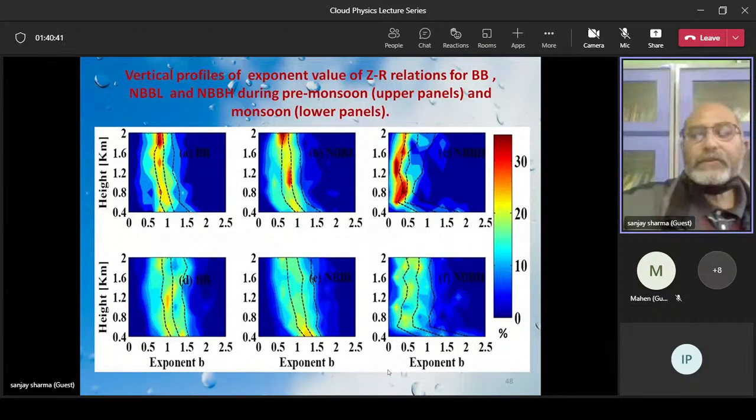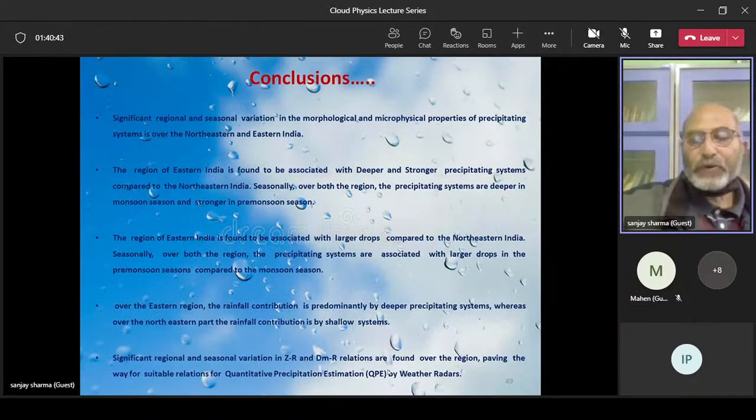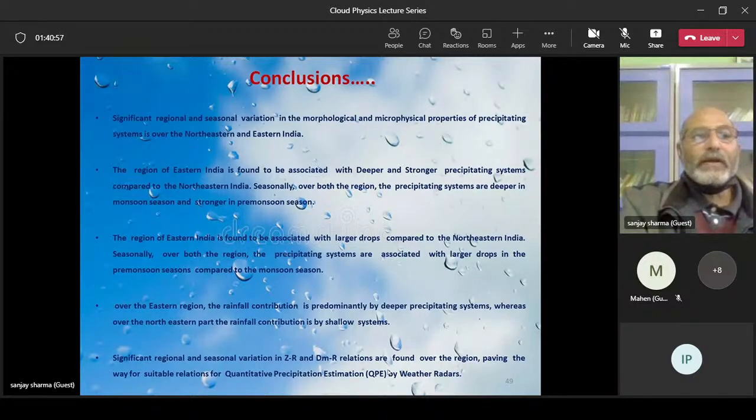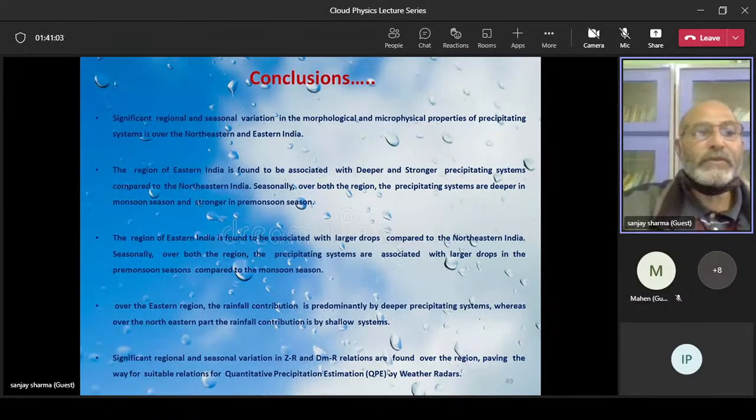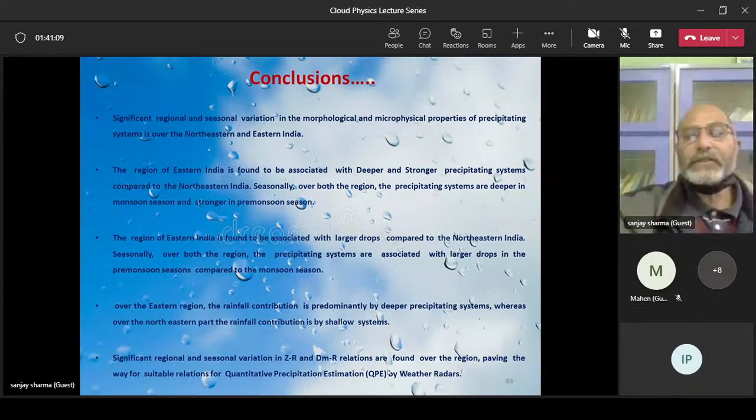This one I would like to skip at the moment. So conclusion is: significant regional and seasonal variation in the morphological and microphysical properties of precipitating systems is observed over the northeastern and eastern India. The region of eastern India is found to be associated with deeper and stronger precipitating systems compared to the northeastern India.